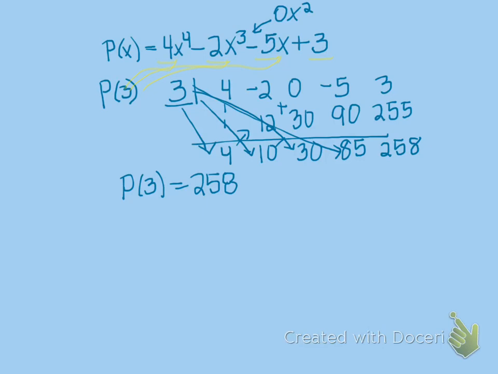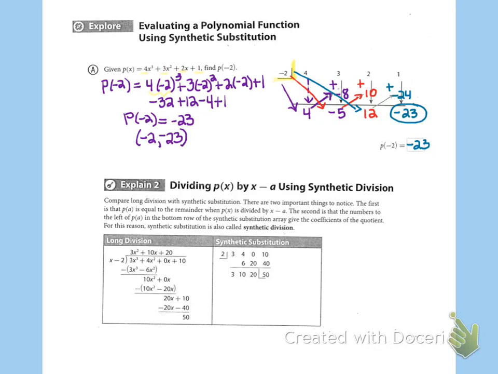So now that we've gotten a little more comfortable with synthetic substitution, let's move on to synthetic division. Let's take a look at an example of long division that we see in this table here. This is where we took 3x to the third plus 4x squared plus 0x plus 10, and we divided it by the binomial x minus 2.